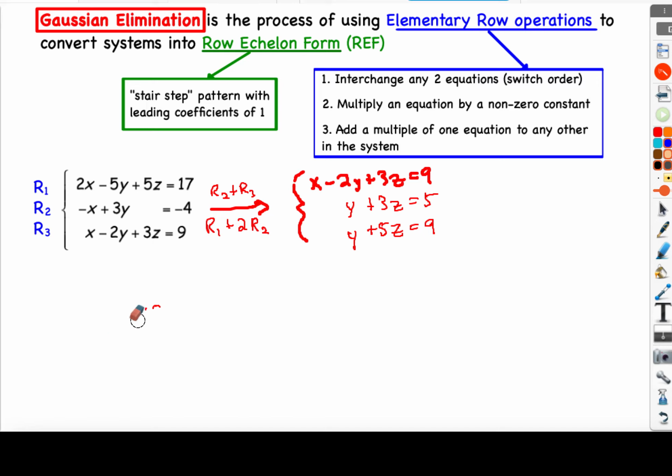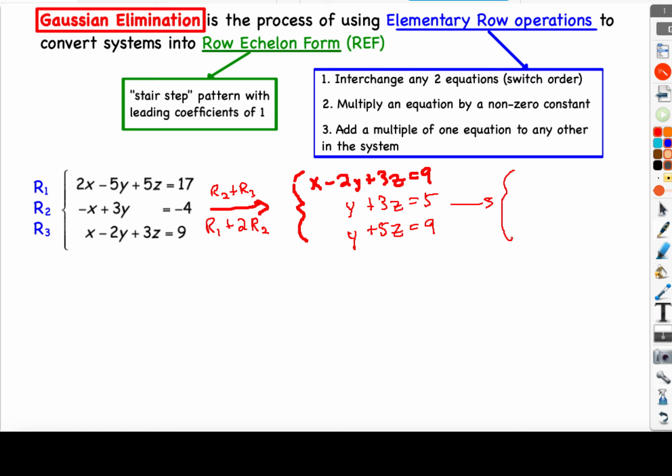Now we have our x all ready to go. Now we're going to move our way down the stair step. We've handled x. We've got 1x here. We've got nothing below it. Now I'd like a 1y right here, which I just happen to have. If I didn't, what I would want to do is multiply, operation number 2 here. I would just multiply by a fraction to force that to be a 1. But since I've got that, we're in good shape. Let's go ahead and move on to the next step then.